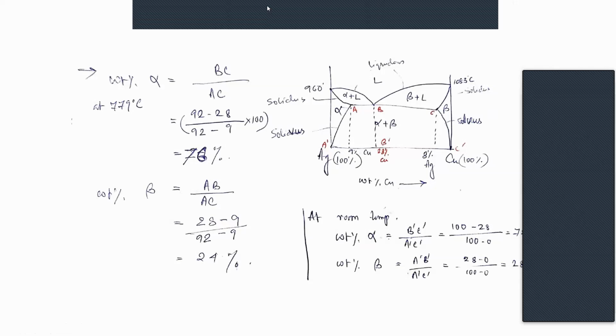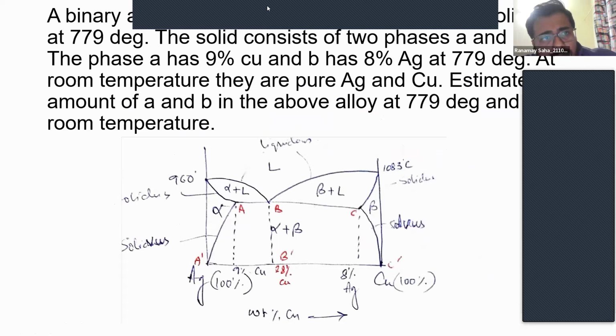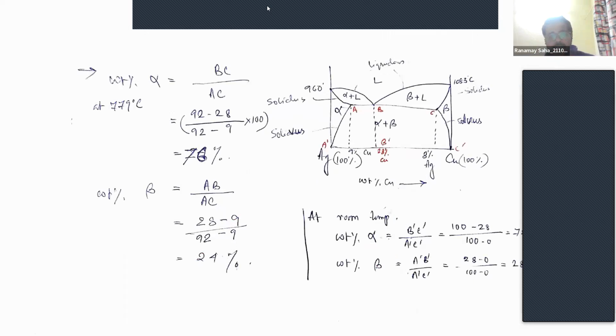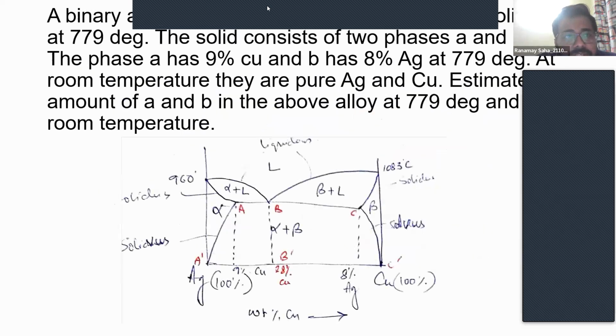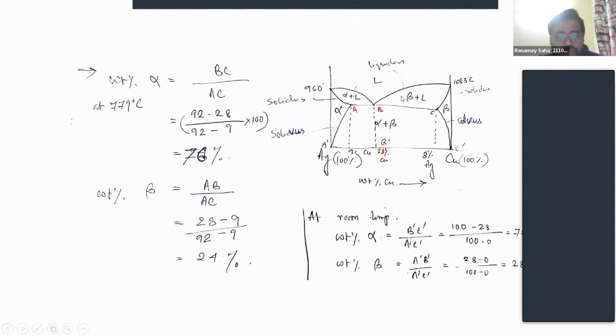I thought this was a binary isomorphous system, so I applied the formula wrong. This is a eutectic system, right? Yeah, this is a eutectic system. So I thought it was isomorphous, so I got the wrong answer. Okay, no issue. Did you use the lever rule? Yes. Okay. So this is a eutectic system, and I think eutectic is not mentioned in the question. That's great, so you got it now, na?